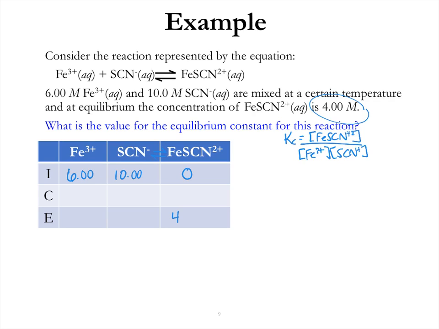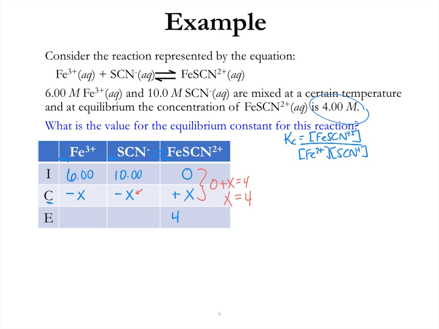So we started with no product, and we ended at equilibrium with 4 molar concentration of product. So the change values, we have no choice but to lose the iron, and the thiocyanide ion is going to be lost at the same proportional amount because the coefficients are the same. And then the product is going to gain by the same stoichiometric amount because its coefficient is also 1. So right now, we know what x is equal to, which makes our job a lot easier. Because 0 plus x equals the 4 molar, therefore x is equal to 4.